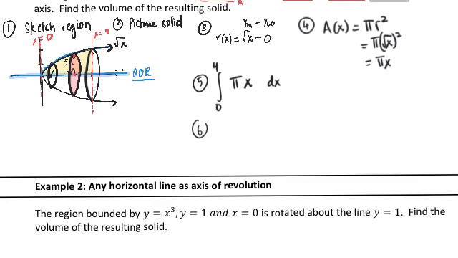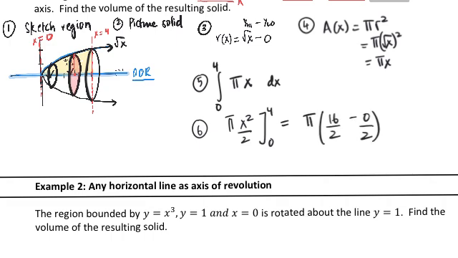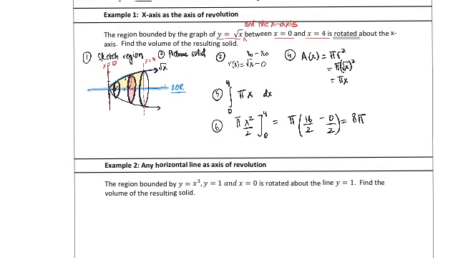And then step 6 will be to do the integral. So that's pi x squared over 2. We're going from 0 to 4. So pi times 4 squared over 2 minus 0 squared over 2 is going to end up giving me 8 pi. So 8 pi is going to be the exact volume of that particular solid. And this method is called the disk method of finding the volume of a solid.